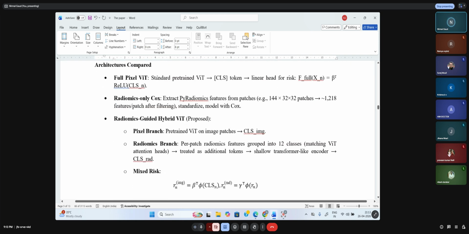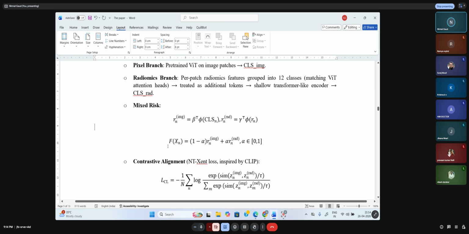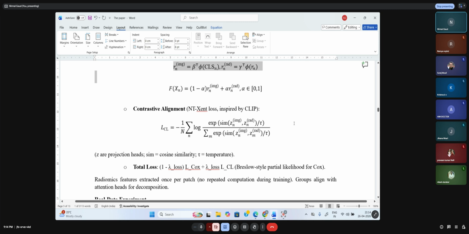So with a simple or standard vision transformer, and then applying radiomics, the hybrid transformer with the radiomics, we are getting such a risk. Per-patch radiomics features grouped into 12 classes, ViT attention heads treated as additional tokens, a shallow transformer taken, and then here is the risk which they have calculated. These are the formulas they have applied.